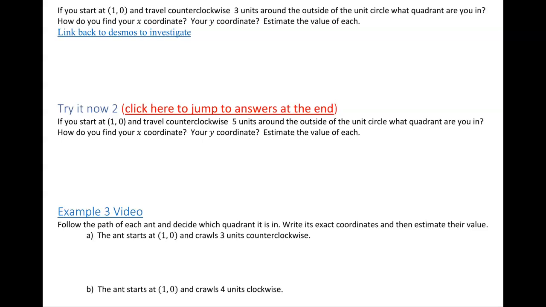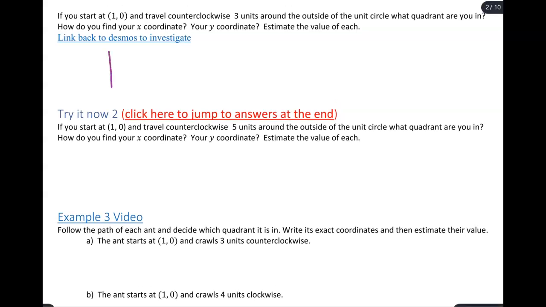Hi, everyone. Okay, let's do another fairly quick example, but one that really gets at that idea of the definition of sine and cosine. So we want to imagine we're on the unit circle, we start at (1, 0), and we travel 3 units counterclockwise around the outside of the circle. And then we want to try and state some things about where we're at.